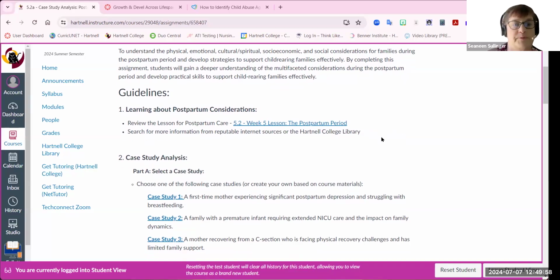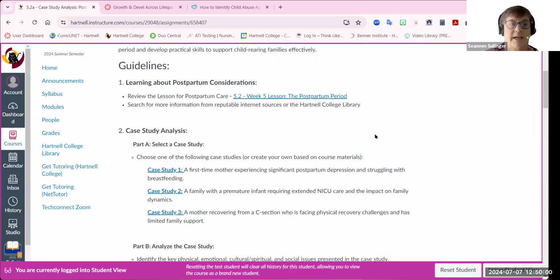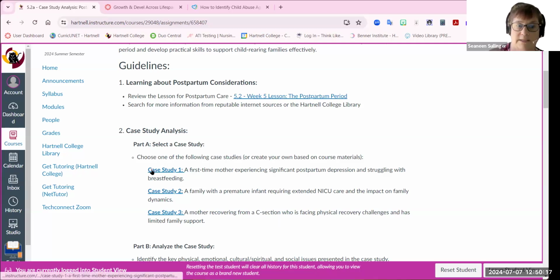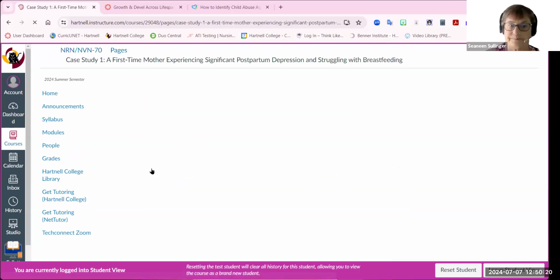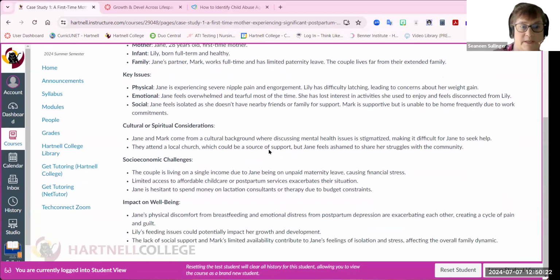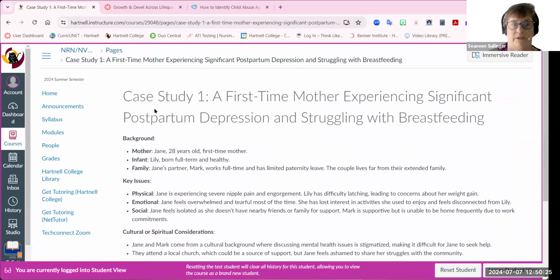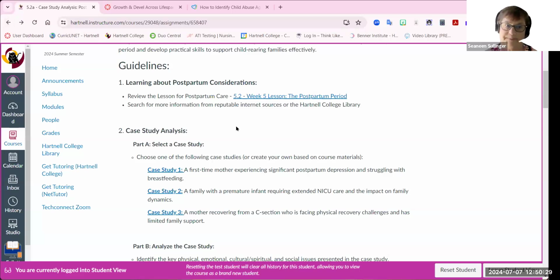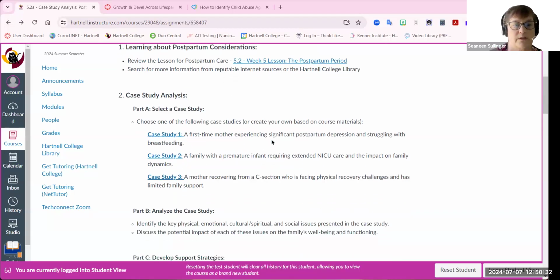And then the first thing you're going to do is select a case study. So choose one of the following case studies, or you can make up your own, but choose one of the case studies. A first-time mom with significant postpartum depression, struggling with breastfeeding, a premature infant, a mother recovering from a C-section. So if you click on the case study, that little link there, it will take you to the case study and give you the information. And then just click your back arrow and it will take you back to the assignment, right? So you decide which one you want.